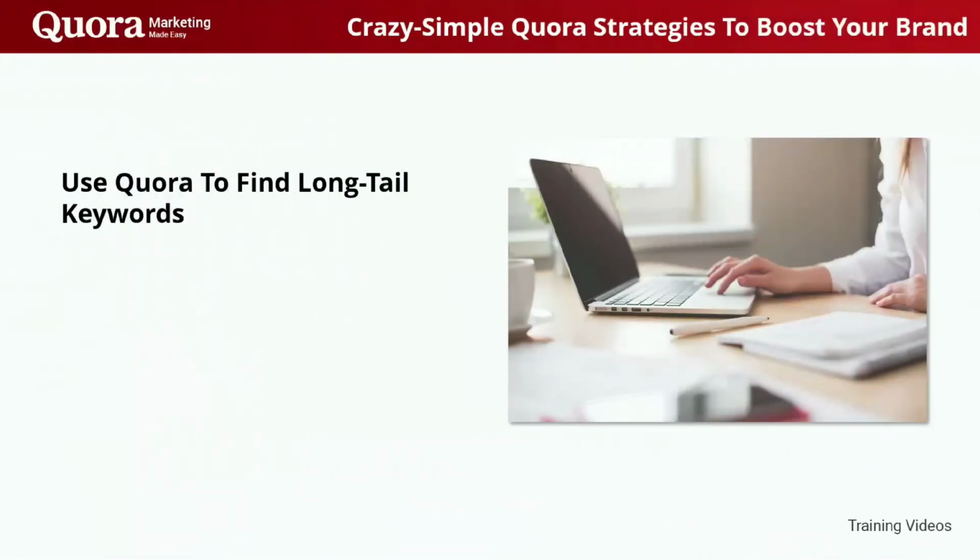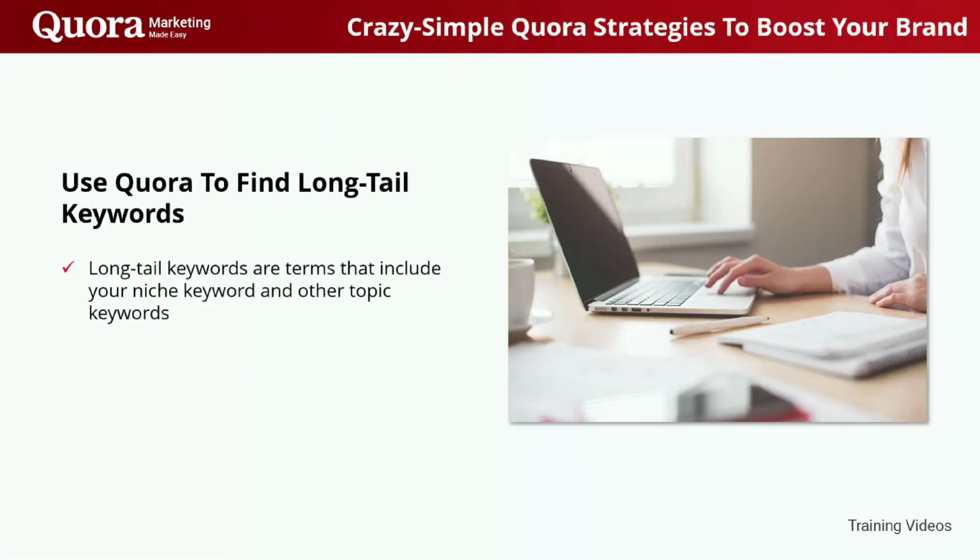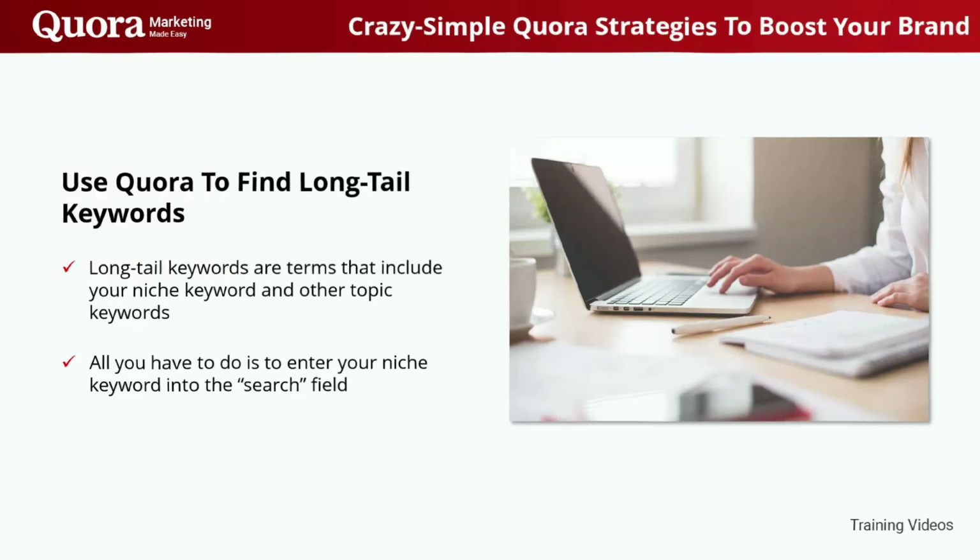Use Quora to find long-tail keywords. Long-tail keywords are terms that include your niche keyword and other topic keywords. Long-tail keywords are essential to create optimized content that is tailored to people looking for information about the products and services that you offer. And you can use Quora to find the latest long-tail keywords in your niche. All you have to do is to enter your niche keyword into the search field. And once you get the results, select Questions as your filter. Now locate the questions with the most follows. Those are the questions that are searched the most, and you can use them as long-tail keywords.